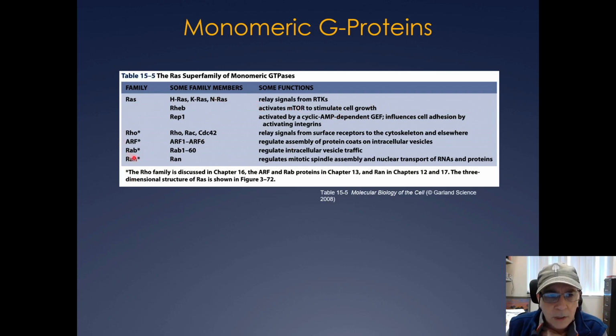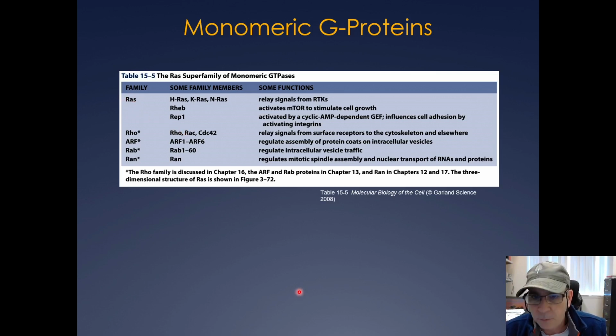Some other ones we'll look at later on in the term will be the RAB proteins, ARFs, and RAN. And RAN is actually involved in nuclear import. And then there's some other ones, the Rhos, the Rho family, which we'll see in just a little bit. And they often help to change the cytoskeleton. Okay, but let's look specifically at the RAS family and how they work.